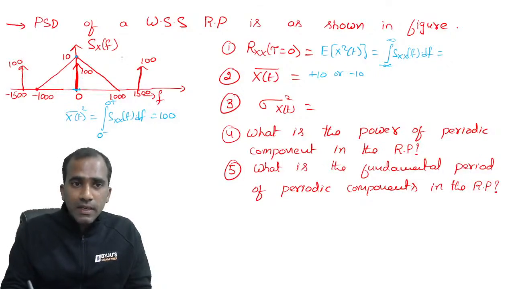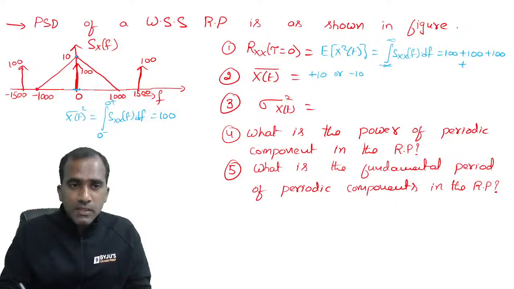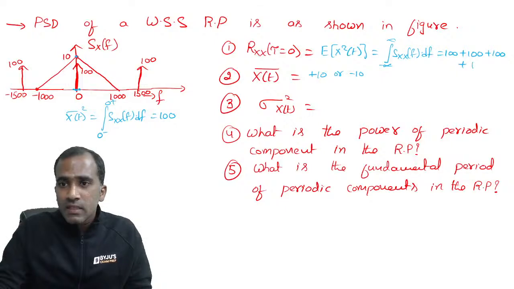So what is the area of all of this? Area of this impulse is 100, plus area of this impulse is 100, plus area of this impulse is 100. Total 300 because of three impulses. Plus because of this triangle, what is the area? 1000 is the width here and height is 10. 1000 into 10 is 10,000, the area of that triangle. So the total is 10,300. Sorry, not 13,000, my mistake. 10,300.